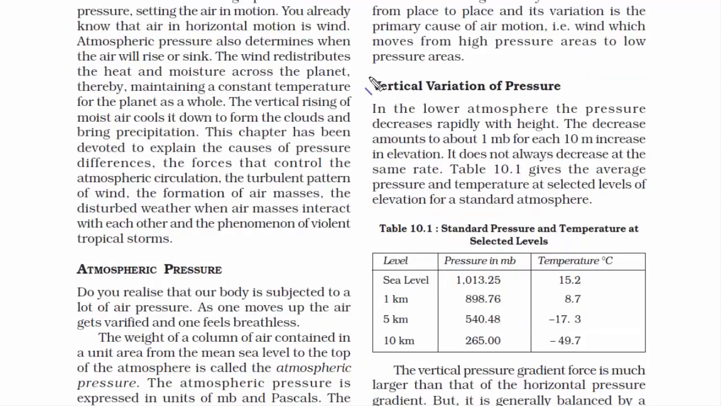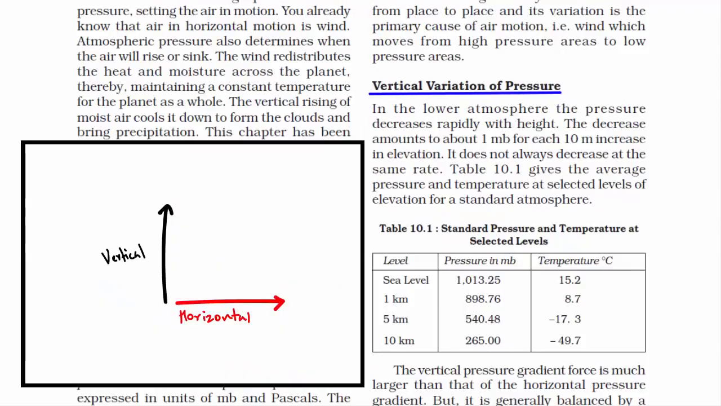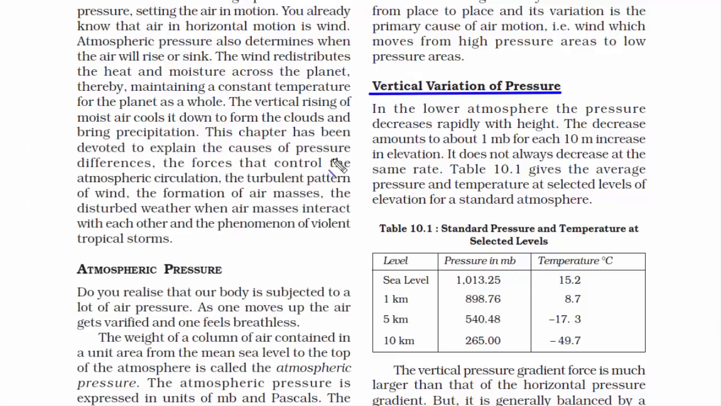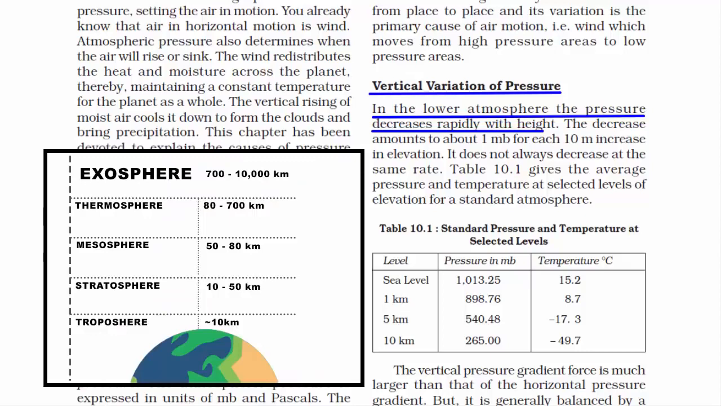Alright, now let's get to know about vertical variation of pressure. When we hear this term, with the word vertical in it, you can easily figure out that we are talking about the variation of pressure while going up. As you can see, it's written over here that in the lower atmosphere, the pressure decreases rapidly with height. When we talk about the lower atmosphere, we are referring to the troposphere.